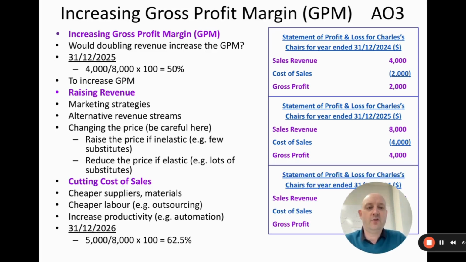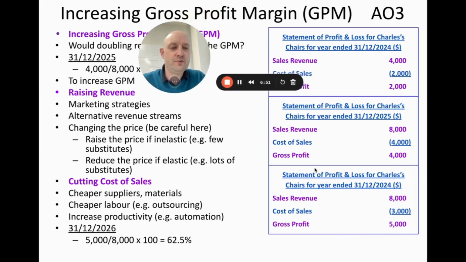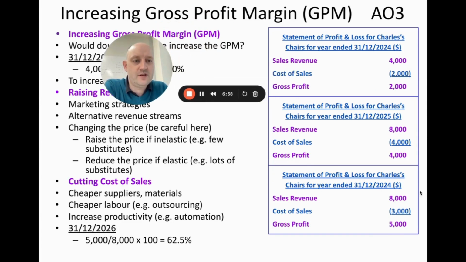So I've got another example here. I'm just going to have to move my head. But in order to boost the profit margin, you can see that we've done that here. So the sales revenue has doubled from 4,000 up to 8,000, but the cost of sales has only gone up by 1,000. And now the gross profit margin is 5,000 divided by 8,000, which is 62%. So in order to boost the gross profit margin, we need to boost revenue by more than the cost of sales overall.